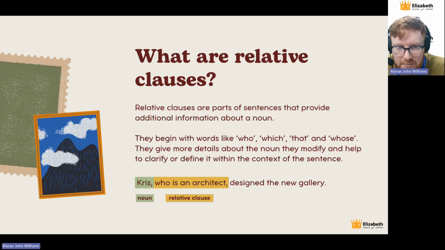So let's look at this example sentence here. Chris, who is an architect. Chris is our noun, our subject, and we want to provide some extra information about Chris. We know Chris designed the new gallery, but we also want to say that he is an architect. So we can provide extra information about Chris by using a relative clause. This part here, who is an architect, is our relative clause. It begins with one of those words like who, which, that, and whose, and then it provides an extra bit of information about him. That is an example of one type of relative clause. We'll look at the other ones very soon.